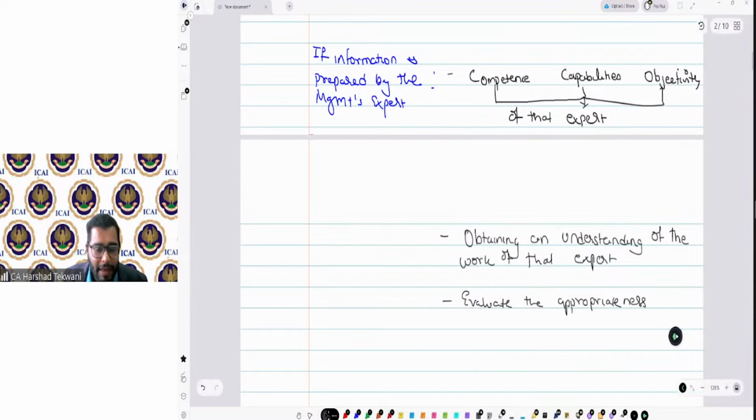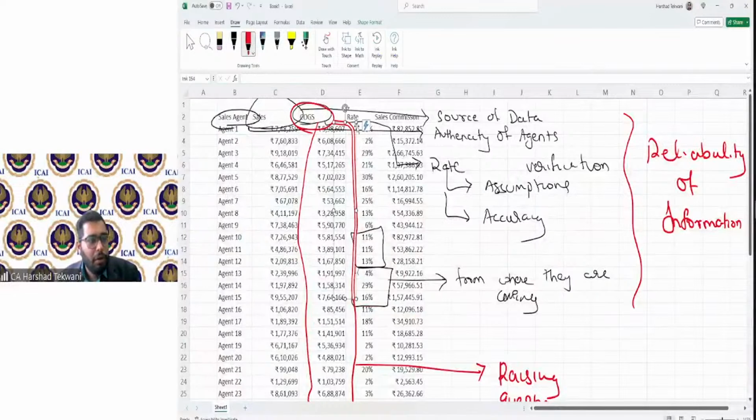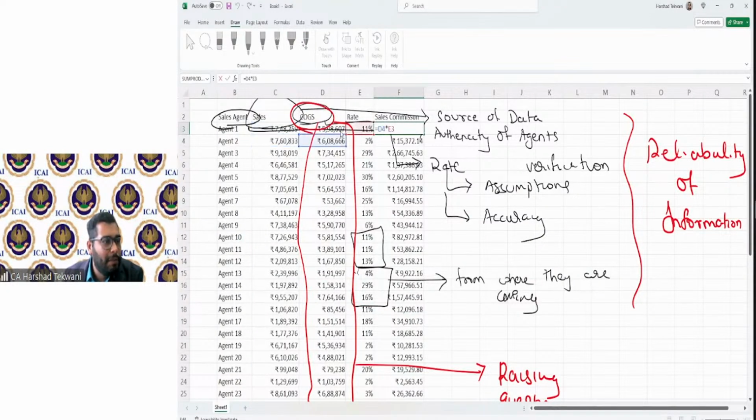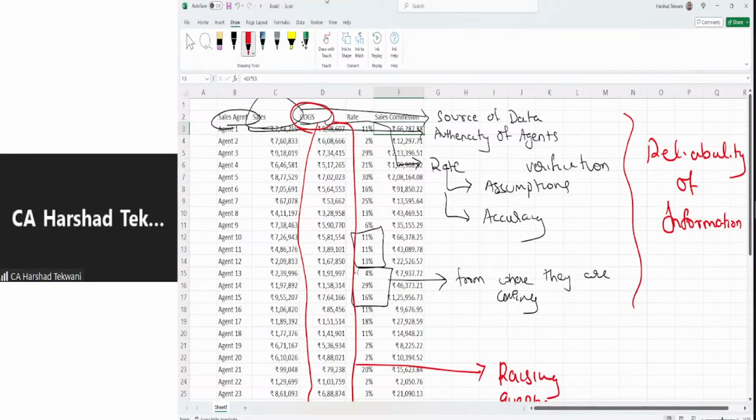Why? Let's say, for example, in this working, what if the sales commission is not calculated based on the sale, but it is calculated based on the COGS. You evaluated the CCO, that is the competency, capability, and objectivity. You understood the working, you obtained an understanding, but now it's time to evaluate the appropriateness of the expert's work. He has done calculation of sale commission on COGS instead of sales. Now what we will do?